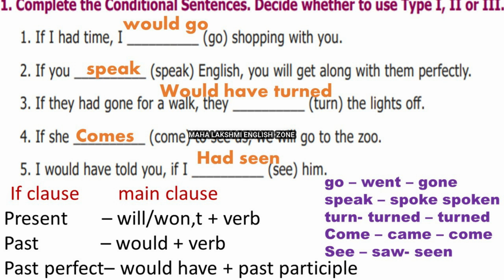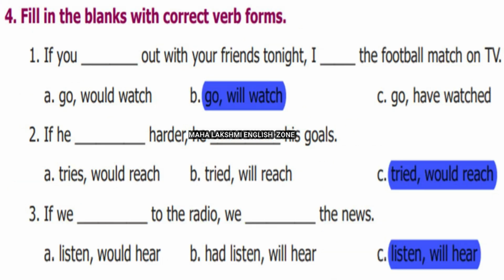I would have told you. Here, would have told. In the main clause, we have the answer would have told. So in the if clause, our verb will be in the past perfect. That is, the past perfect of see is had seen. So the answer is this. If this tip is very clear, your answer will be very perfect. So if you get this if clause in the exams, write this tip somewhere and compare and do the answer.